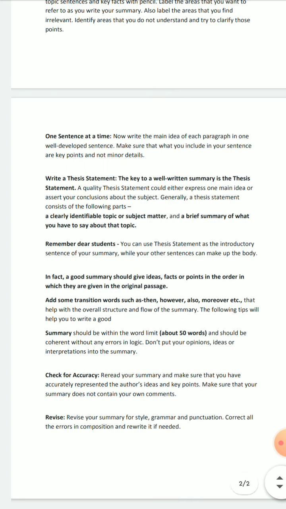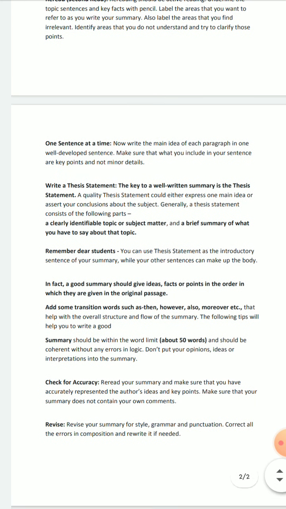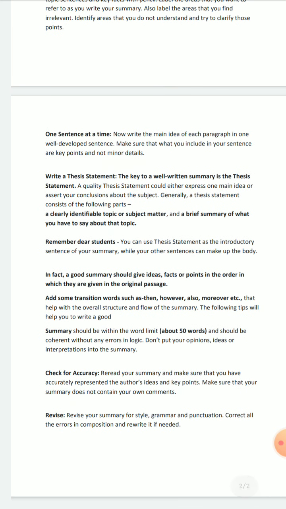And remember, as far as the CBSE norms are concerned, it has already been told to you that the summary should be within 50 words and there should not be any errors. Don't put in your own personal viewpoints. I already told you previously that your personal opinions or viewpoints should not be written. Whatever opinions and viewpoints are there in the passage, kindly highlight those.